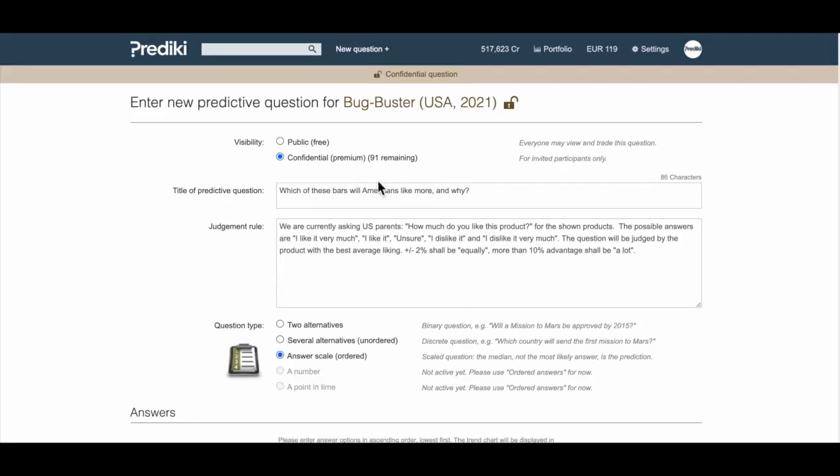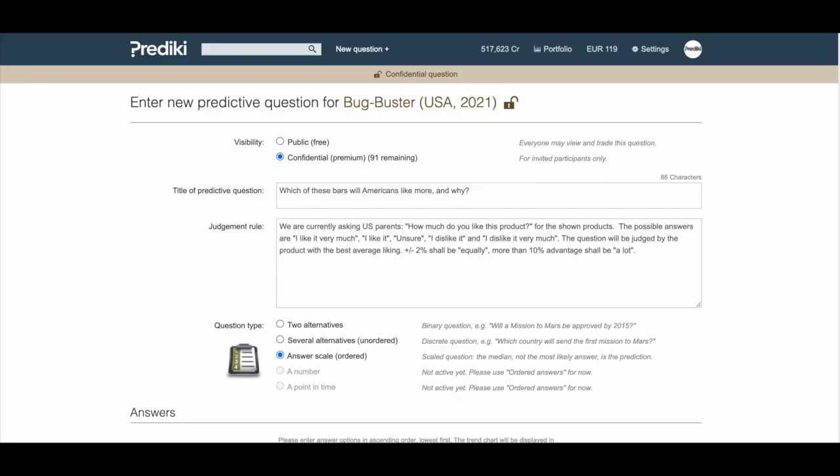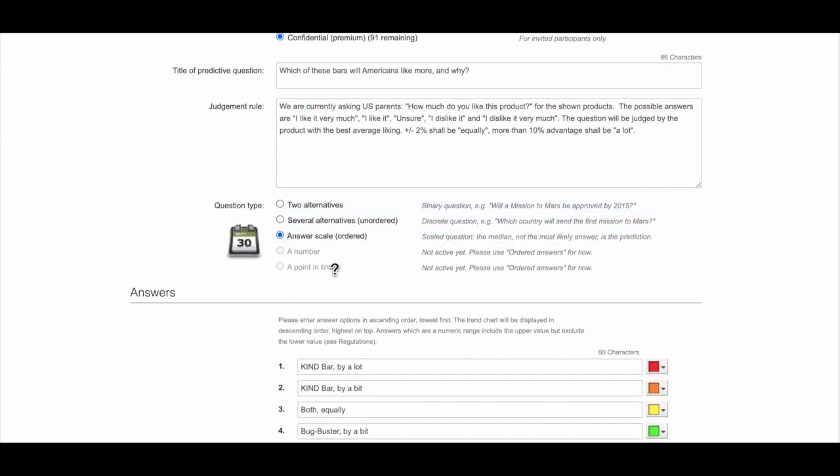In the next step, I simply copy paste the data from our scribble here into the Prediki new question script module. So I've already done that here. Which of these bars will Americans like more? I've added the rule which I've designed here. I picked the right question type for that.